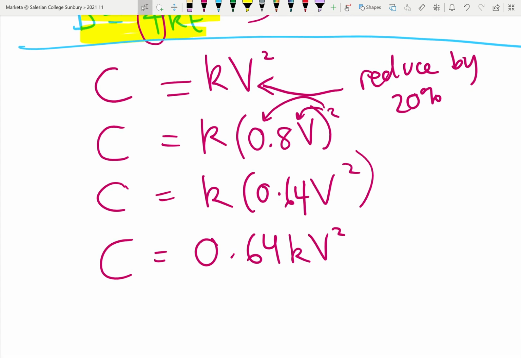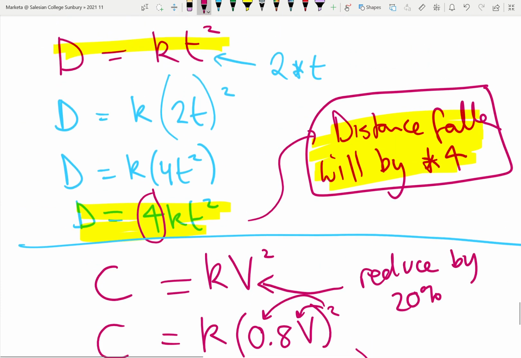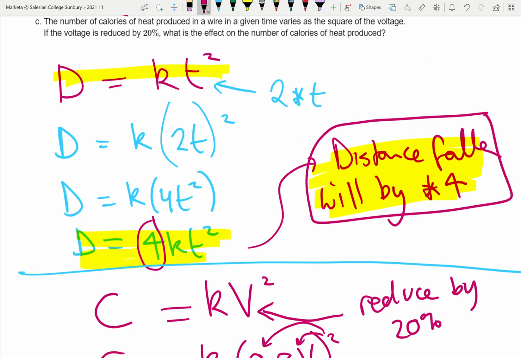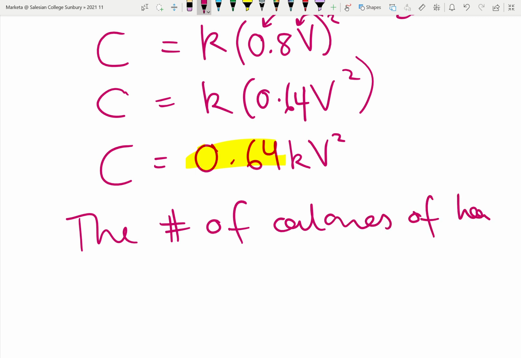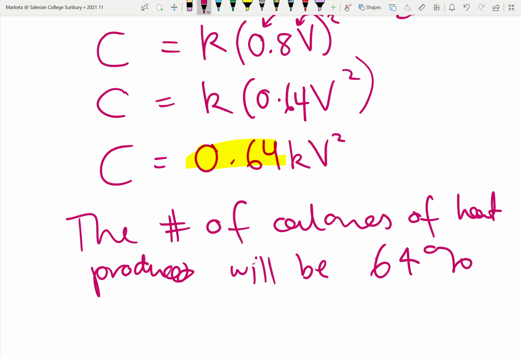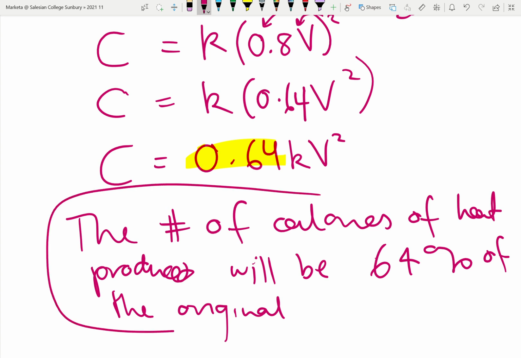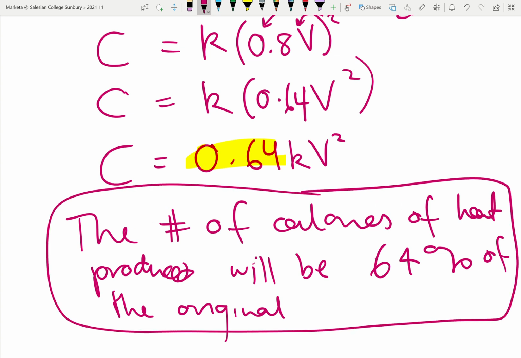So now we just need to interpret that. And it's this 0.64 here that we're interested in. So they're asking us, what is the effect on the number of calories of heat produced? So the number of calories of heat produced will be 64% of the original. So there it is. And that completes question 4. So we've got 1 to 4 now, and I will make a new video for the next set.